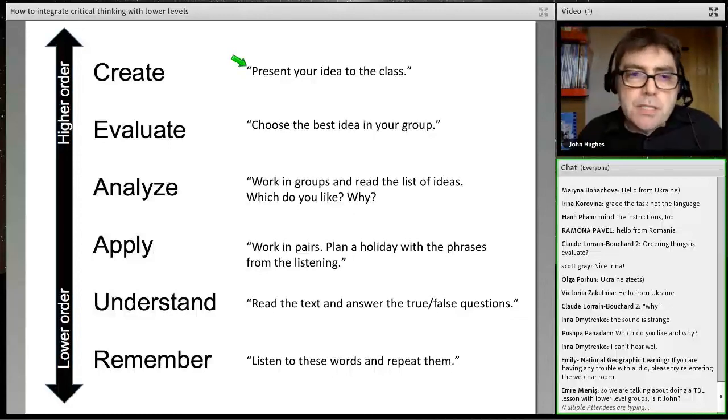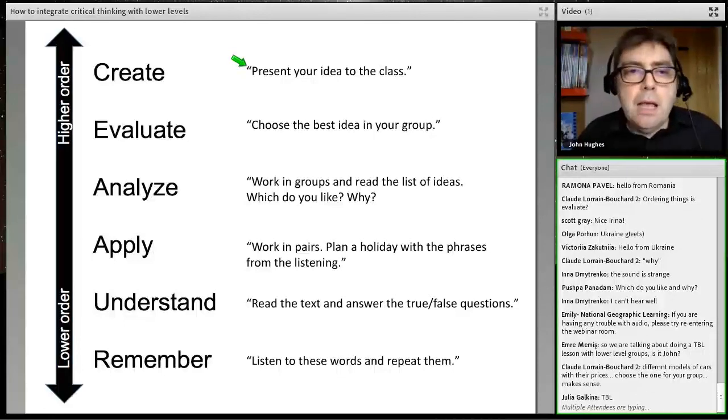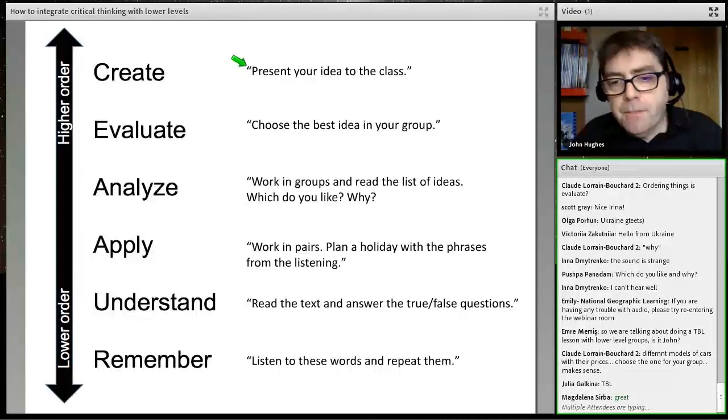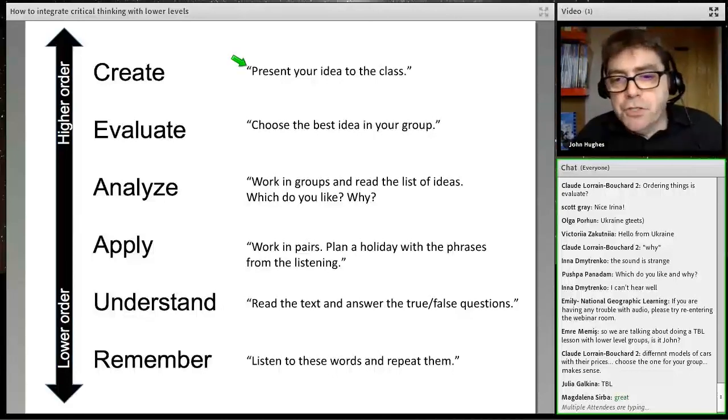To some extent, yes, this is task-based learning, and task-based learning would be a good example of activity types that often require critical thinking and problem-solving skills, for example, but we can do them with lower-level speakers. I think that would be a good example of a good methodology.